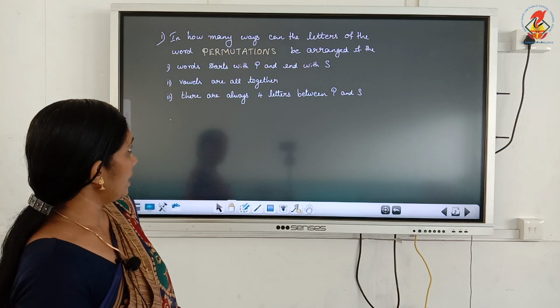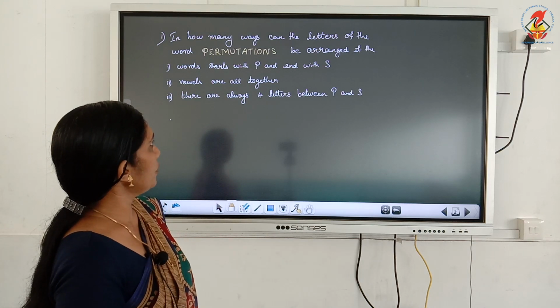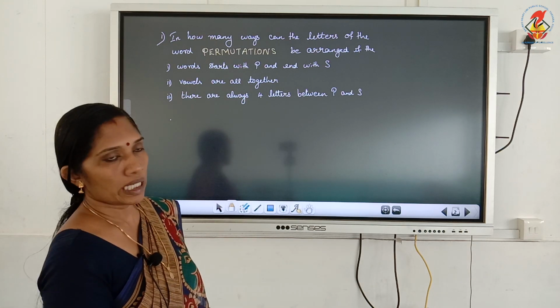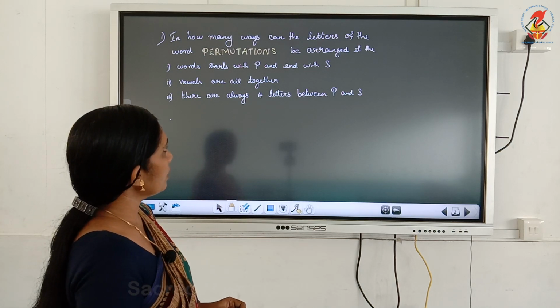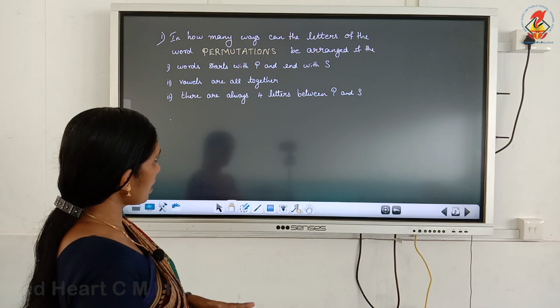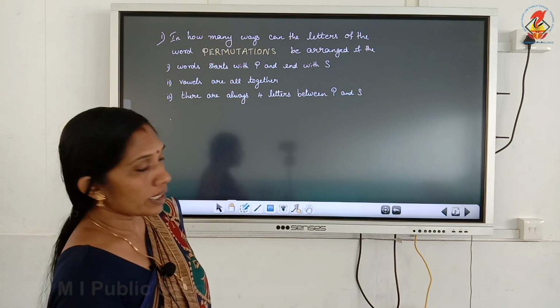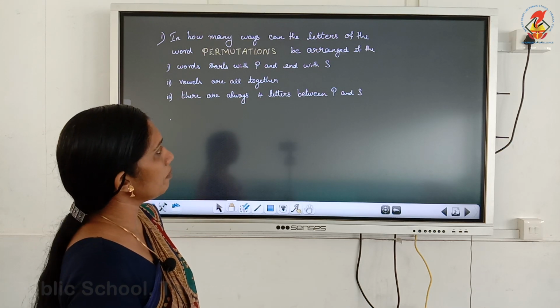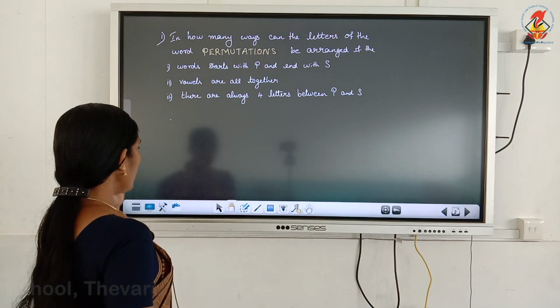In how many ways can the letters of the word PERMUTATIONS be arranged if the word starts with P and ends with S? Vowels are all together. The last one, there are always 4 letters between P and S. So look at the first one.